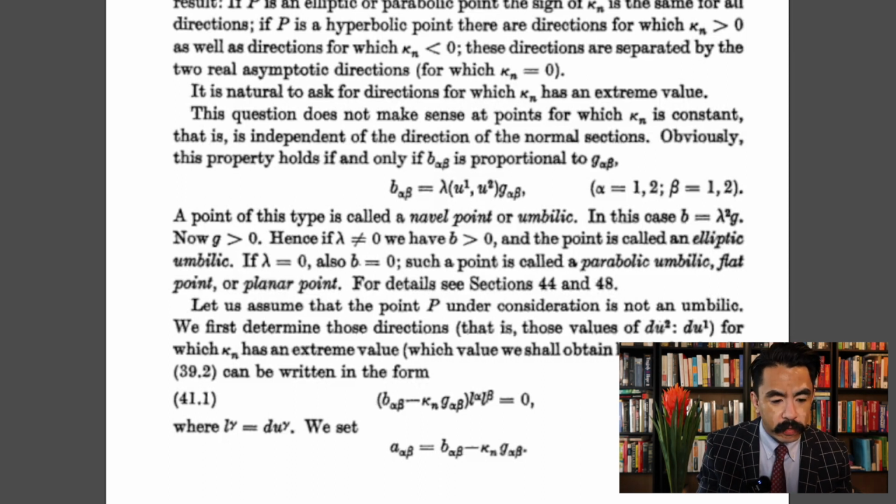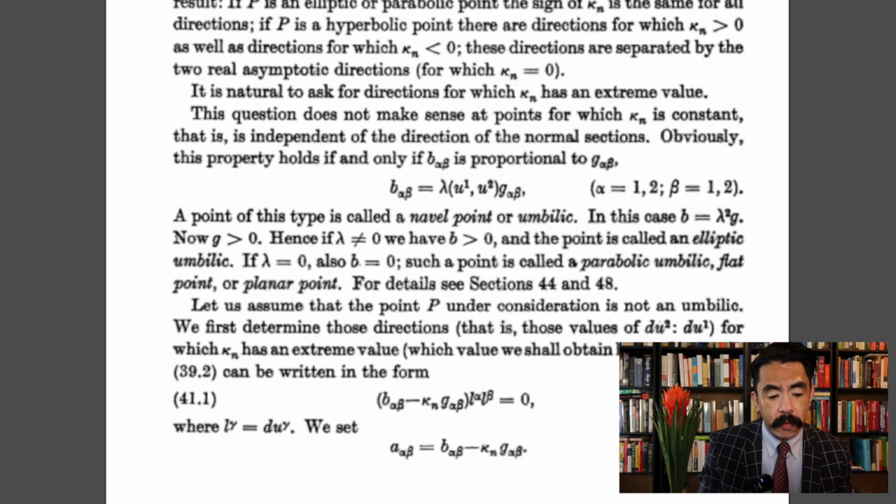In this case, b is equal to lambda squared times g. Now g is positive, hence if lambda does not equal 0, we have that b is positive and the point is called an elliptic umbilic. If lambda equals 0 and also b equals 0, such a point is called a parabolic umbilic, flat point, or planar point. For details, see sections 44 and 48.